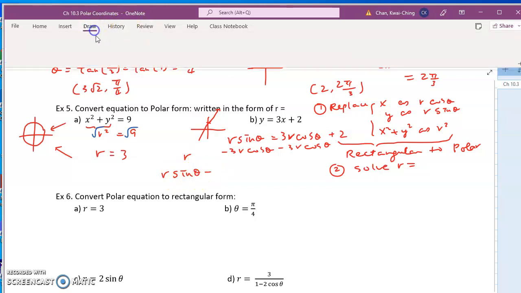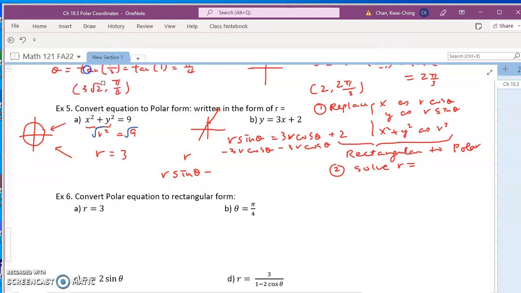So it becomes r sine theta minus 3r cosine theta equal to 2. And then I factor the r out.